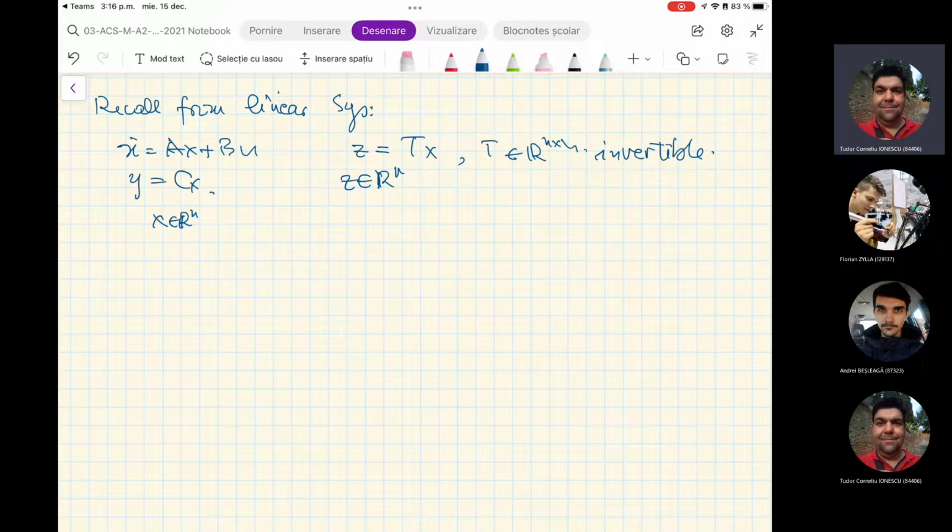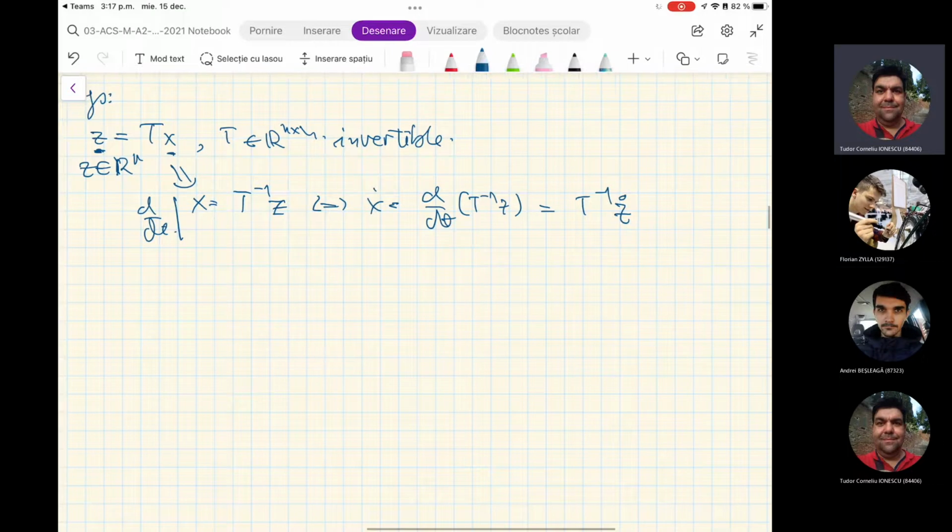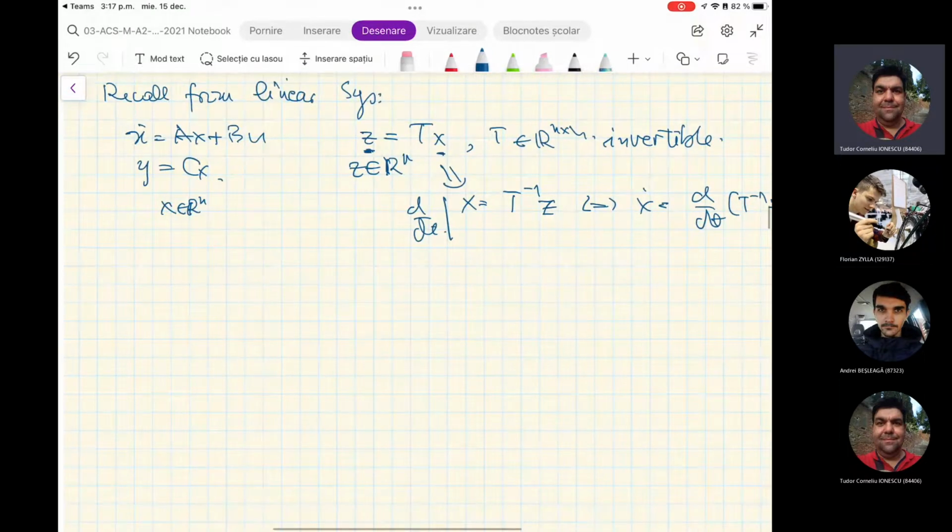And this is a change of coordinates. So you have the new coordinates z and the old coordinate x. Note that from z to x, you go back doing this operation, T inverse z. And now you take the derivative with respect to time of this relation. So you get x dot is d/dt of T inverse z, but T is constant, so T goes out, and z is the one that's getting the derivative.